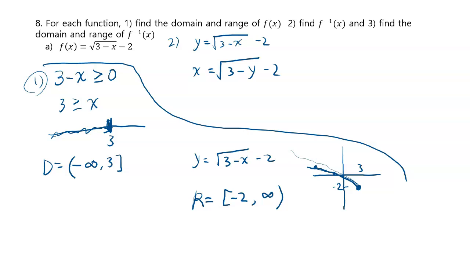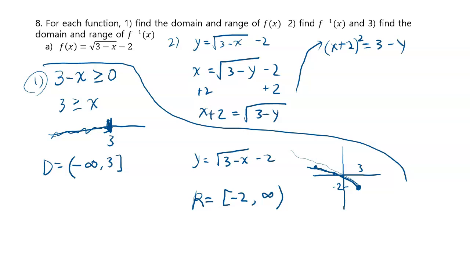So first, y is negated, and then 3 is added, and then the square root is taken, and finally there's a subtraction of 2. When you undo things, you do the opposite order. So the last one done, which is negative 2, now you add to both sides. So you have x plus 2 equals the square root of 3 minus y. Then you can square both sides, and you get x plus 2 squared equals 3 minus y.